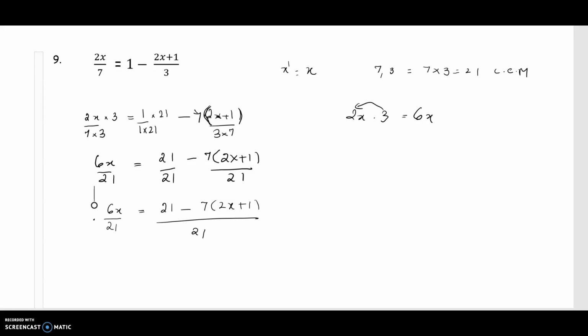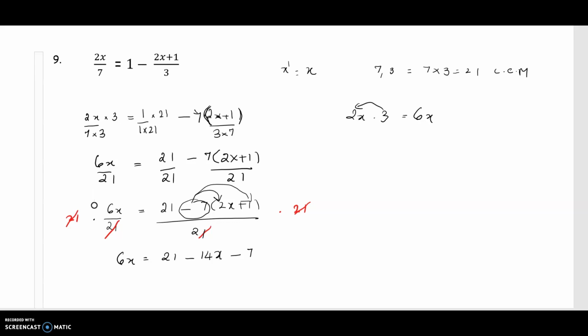So if I multiply both sides by 21, now that it's a common denominator on the right and on the left, the 21 gets cancelled. So now we have 6x equals 21, and now that's a negative 7. So multiply the negative 7 with the 2. So we are using the distributive property. So we get a negative 14x, and then the negative 7 with the 1. So that's a negative 7.